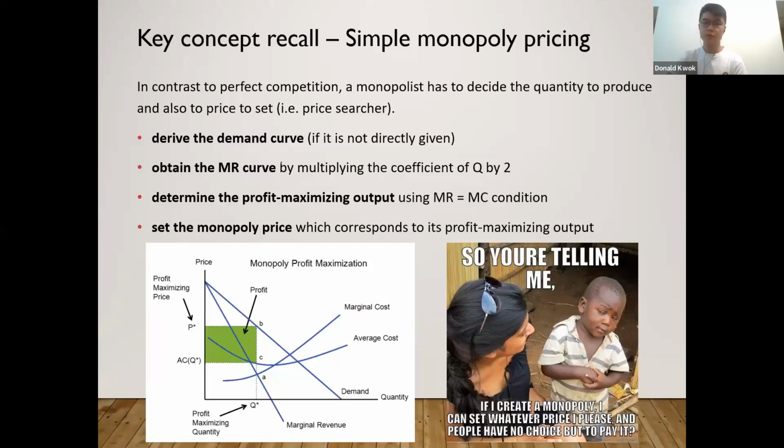Second step is to obtain the marginal revenue curve by multiplying the coefficient in front of Q by 2. Or if it is in the discrete case, then we find using total revenue of the nth unit minus total revenue of n minus 1 units.